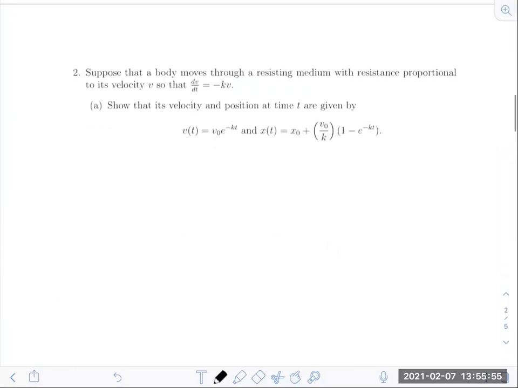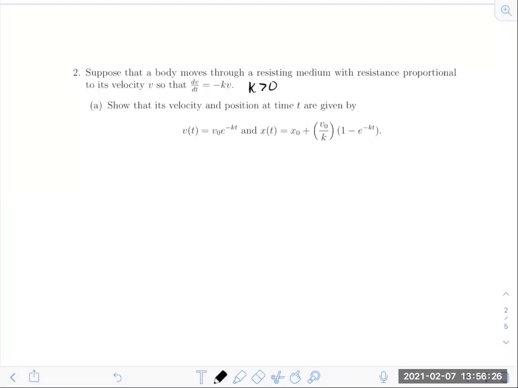All right, so let's take a look at an example here. Problem number 2 from the textbook says, suppose that a body moves through a resisting medium with resistance proportional to its velocity v. And so again, we have that dv/dt equals negative kv, assuming k is positive. Part A, show that its velocity and position at time t are given by the following. So this is another example where they're giving us the solution. There's going to be no answer in the back of the book. We just want to derive this.